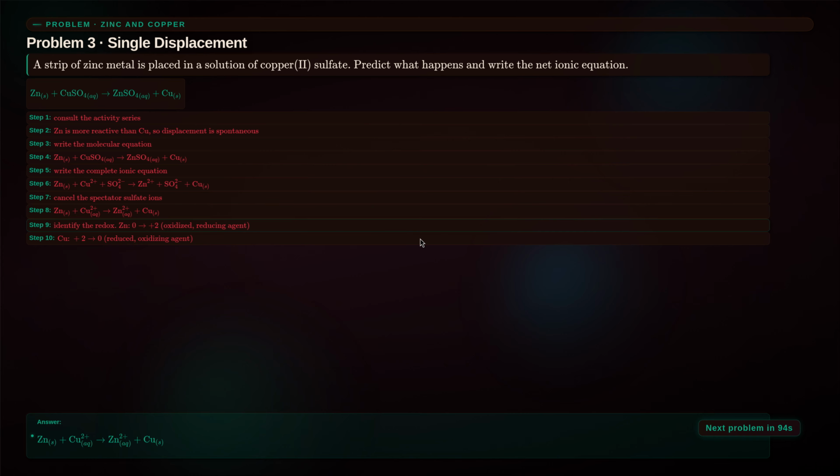Step 2. Write the molecular equation. Zn solid plus CuSO4 aqueous gives ZnSO4 aqueous plus Cu solid. Step 3. Write the complete ionic equation.